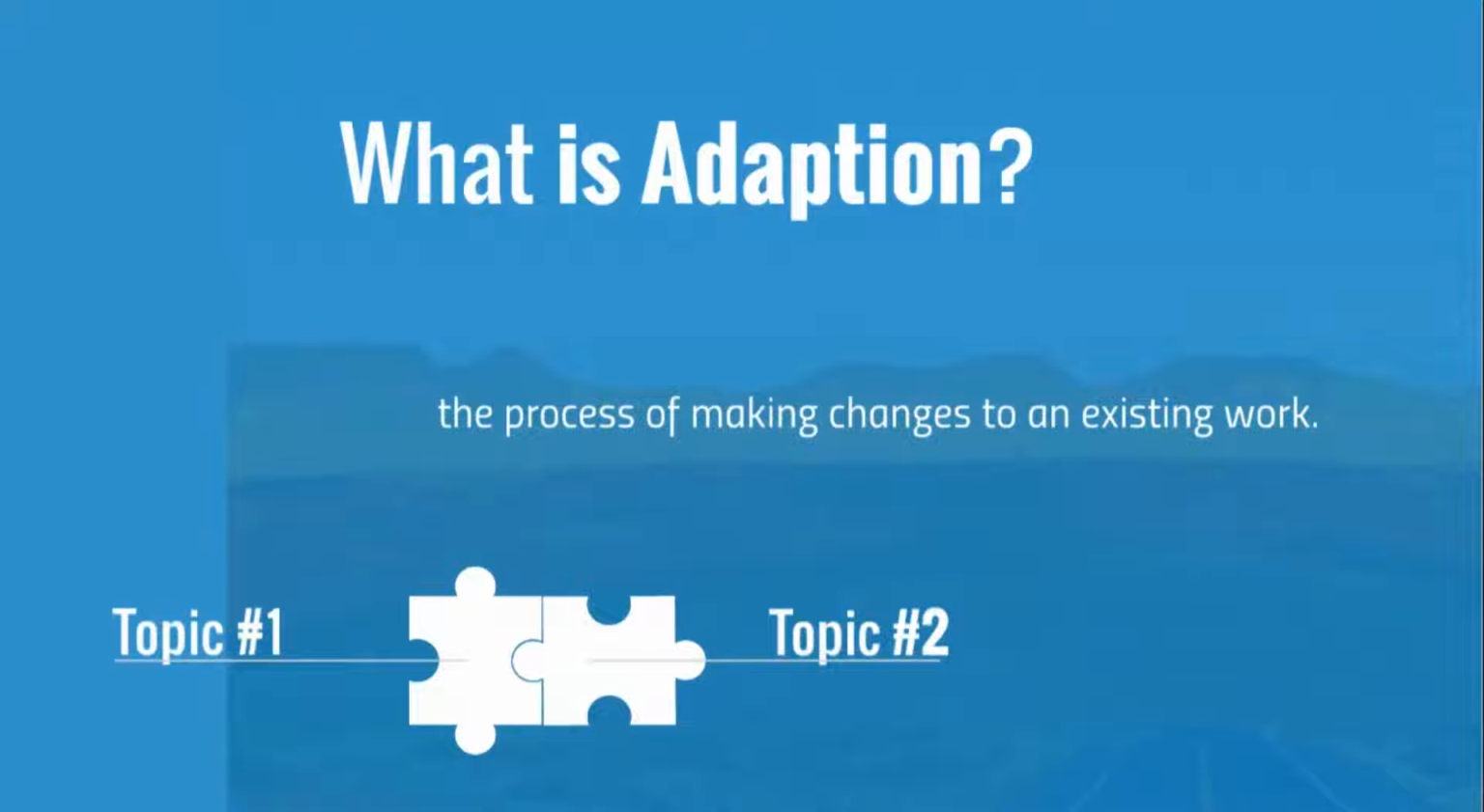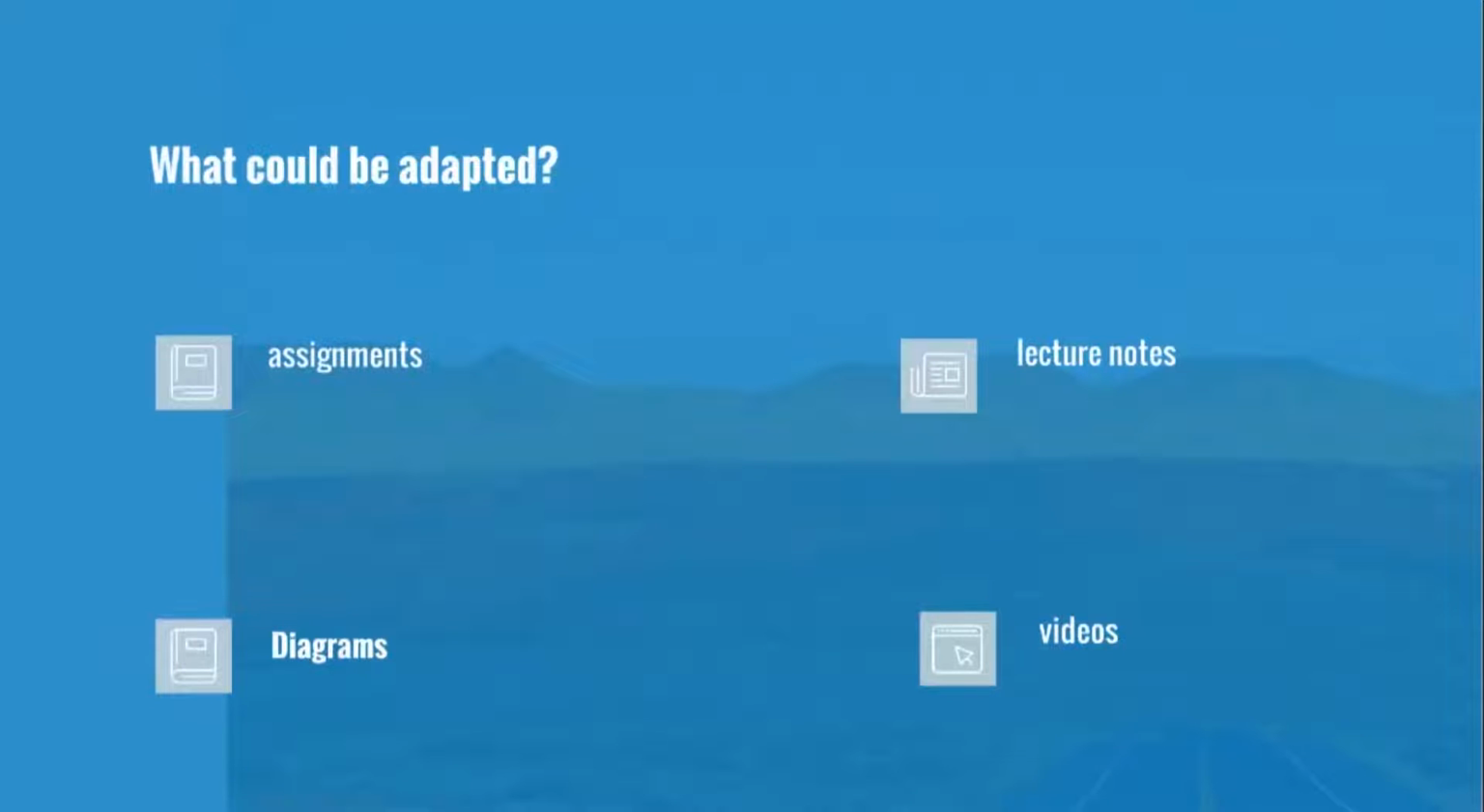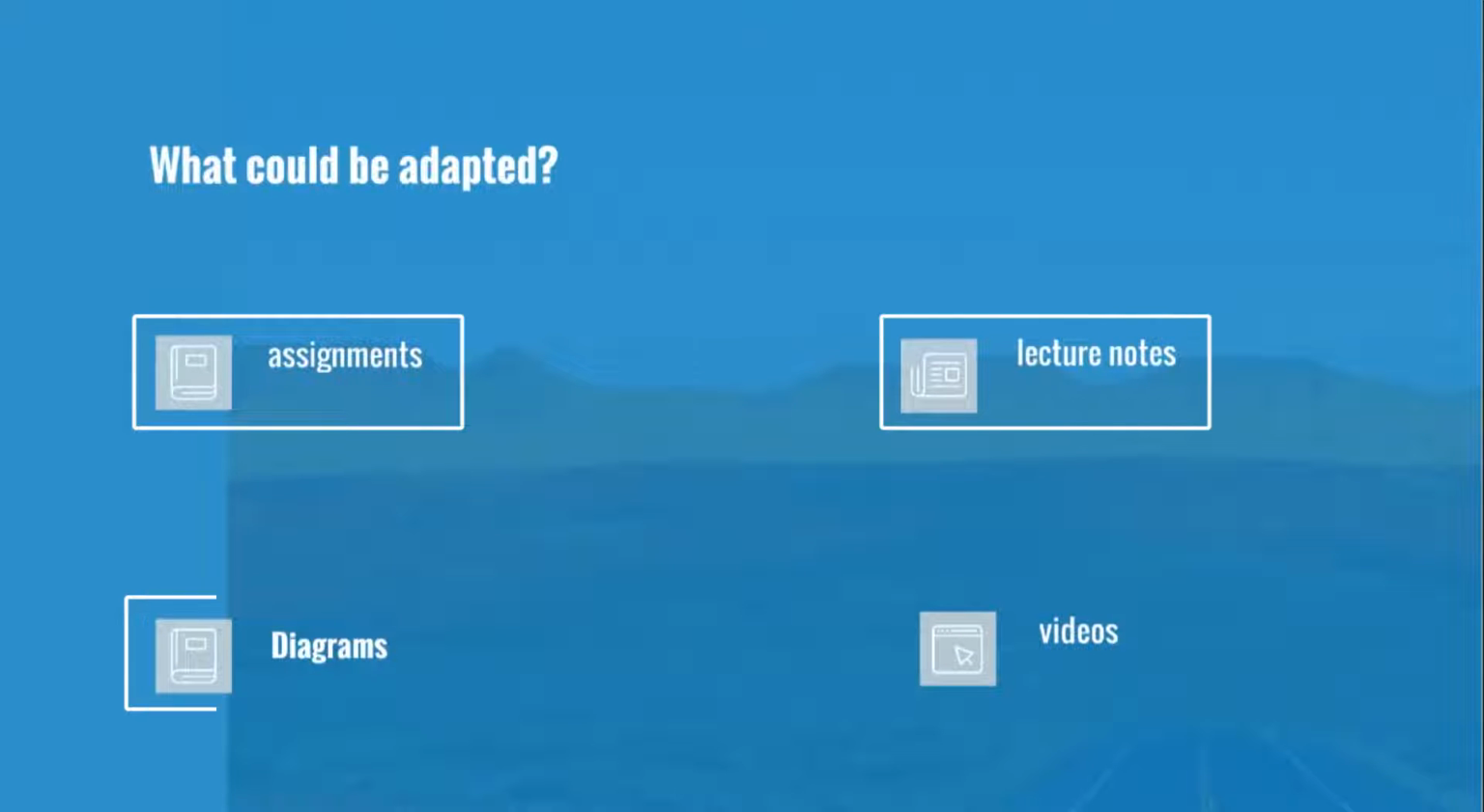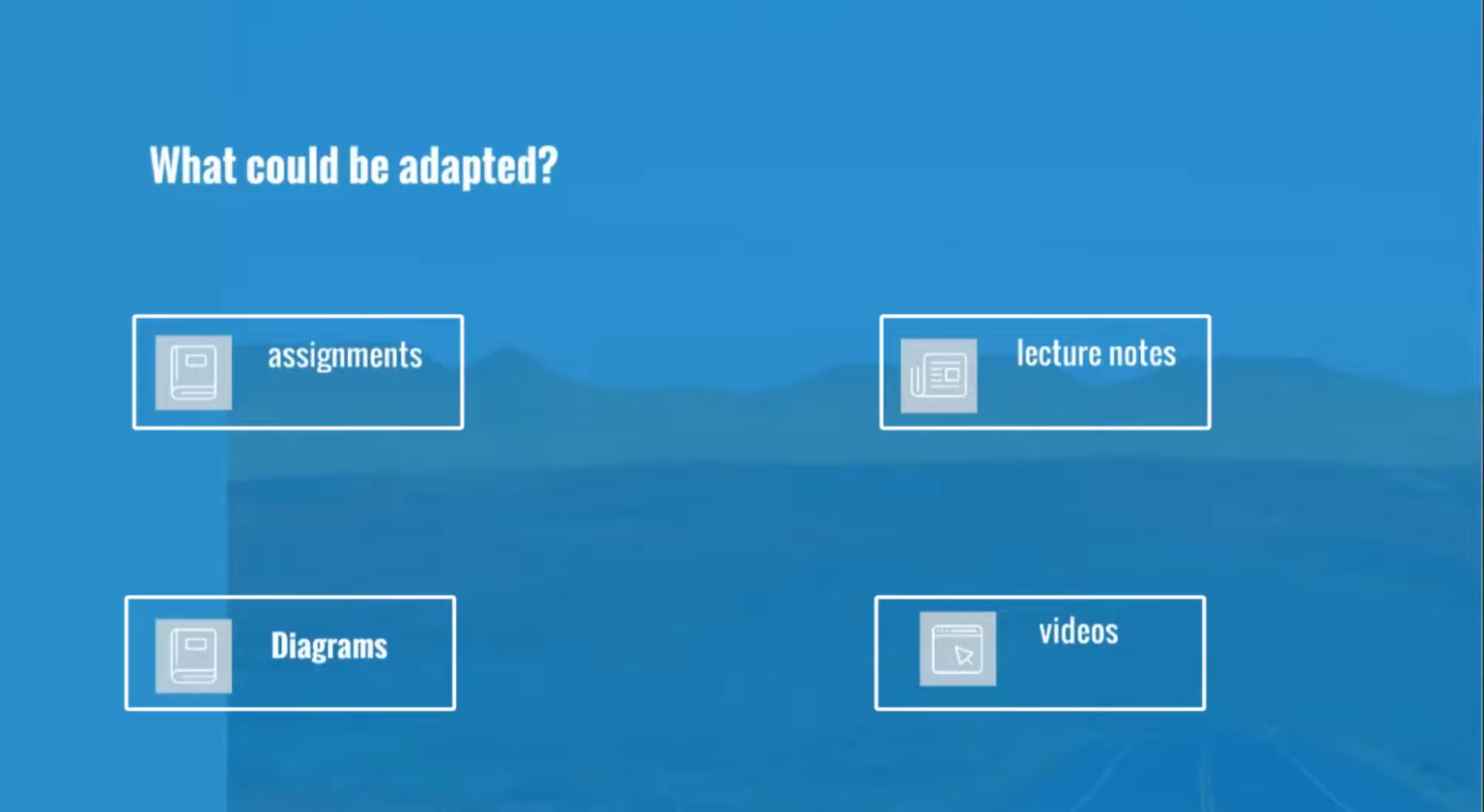This is possible because the copyright holder has already granted permission by releasing their work using an open or Creative Commons license. This type of license gives users permission to use and reuse, share, copy, retain, and modify the textbook without consulting the author. What could be adopted? The teacher could adopt assignments, lecture notes, diagrams, videos, etc.